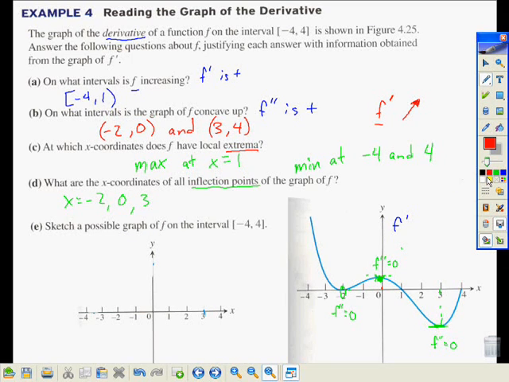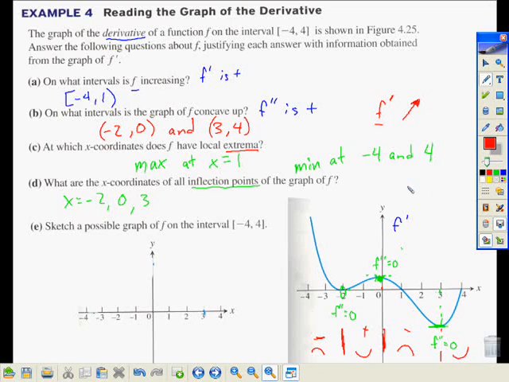Okay, now the last part, I want to sketch a possible graph on this interval, and so I can use a few things about that. Since my f double prime is negative, that means I'm concave down on this interval, and then we are positive, so I'm concave up, then we are negative here, which means we're concave down, and then over here we're going to be curving back up again.